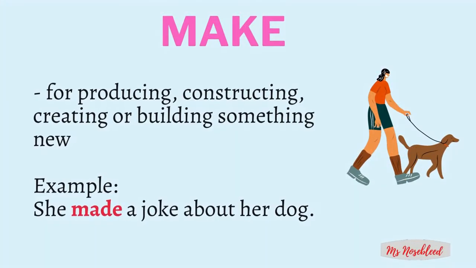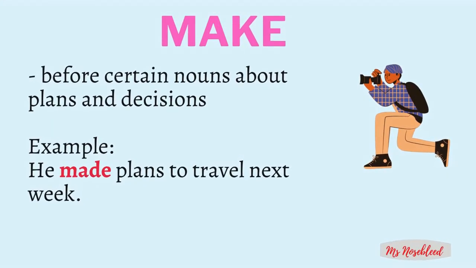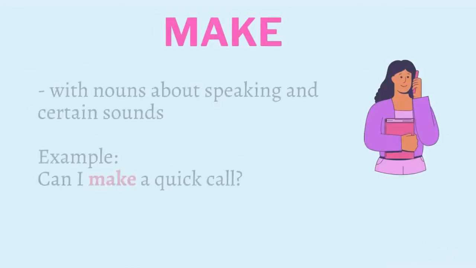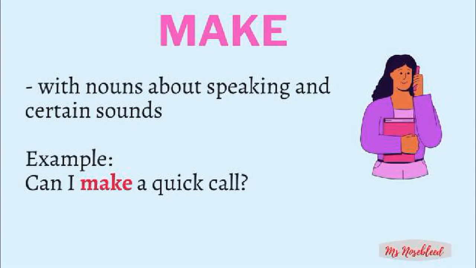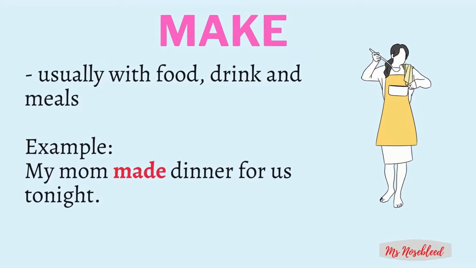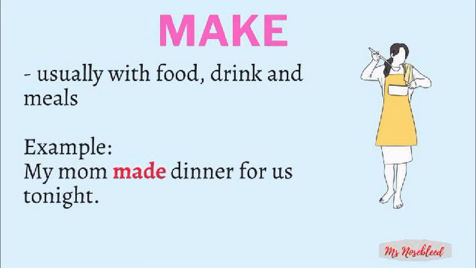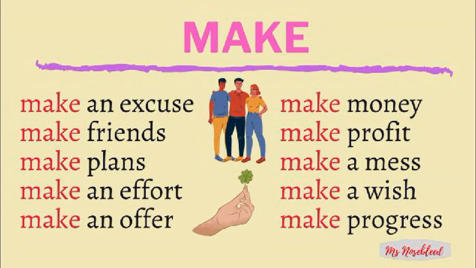Okay? Next, we use make before certain nouns about plans and decisions. For example, he made plans to travel next week. Another way to use make is with nouns about speaking and certain sounds. For example, can I make a quick call? You also use make usually with food, drink, and meals. So, for example, my mom made dinner for us tonight. So it's not did, okay? It's made.